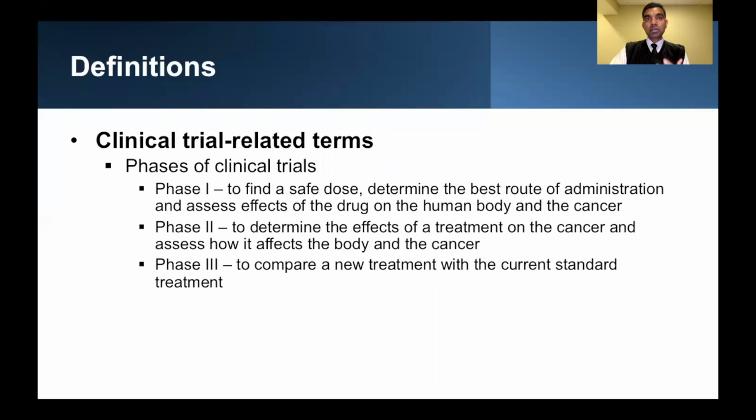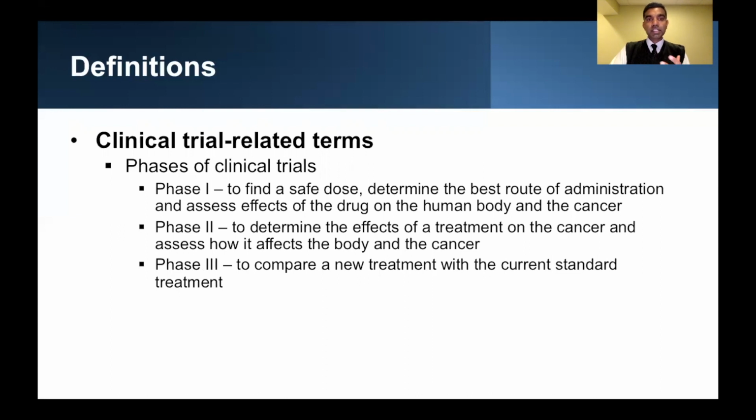Now, in terms of clinical trials, there are a few terms. I don't want to spend too much time here because I know there's a webinar coming up in June related to clinical trials, so we could talk a bit more then. But just know that generally, when we talk about phases of clinical trials, you have phase 1, which these are trials used to find a safe dose and determine the best route of administration of a certain drug.